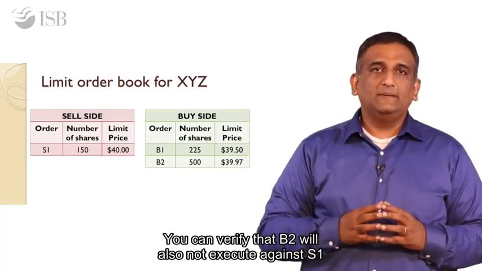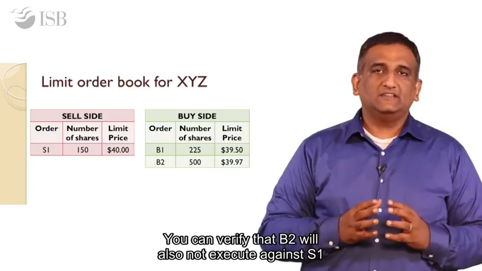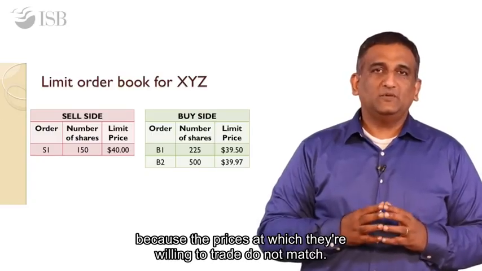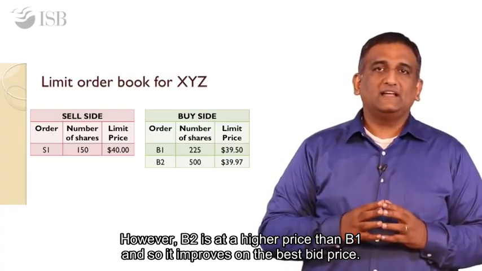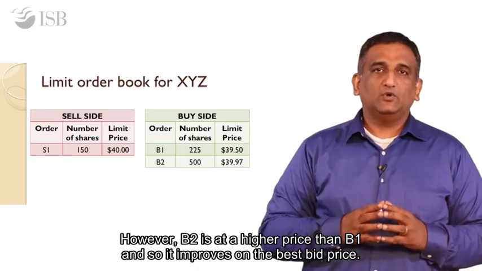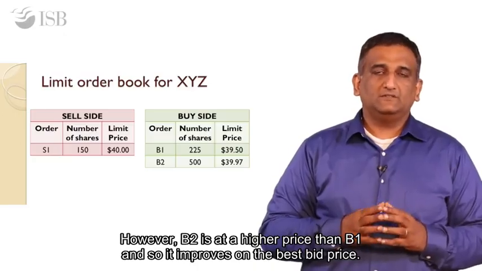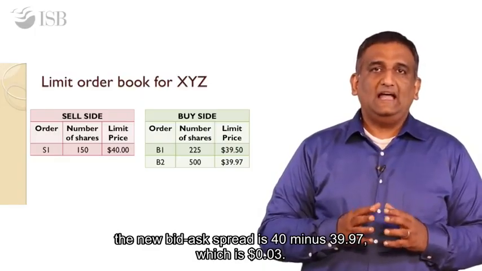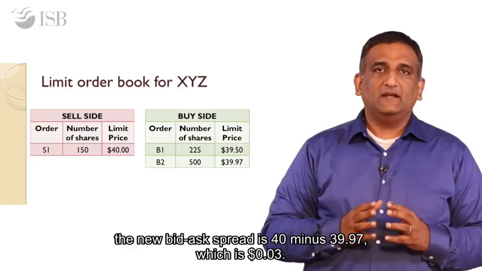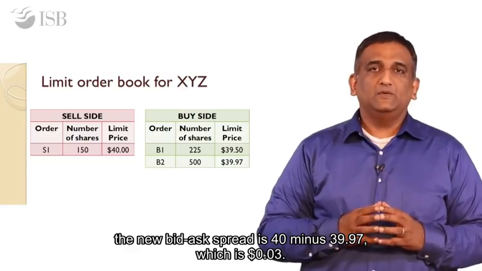You can verify that B2 will also not execute against S1 because the prices at which they are willing to trade do not match. However, B2 is at a higher price than B1 and so it improves on the best bid price. The new best bid price is $39.97 and the new bid-ask spread is 40 minus 39.97, which is 3 cents.